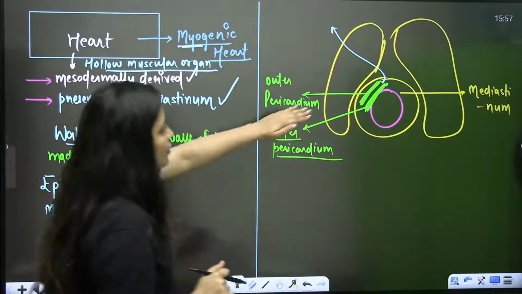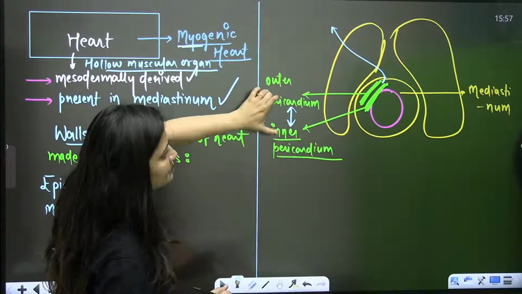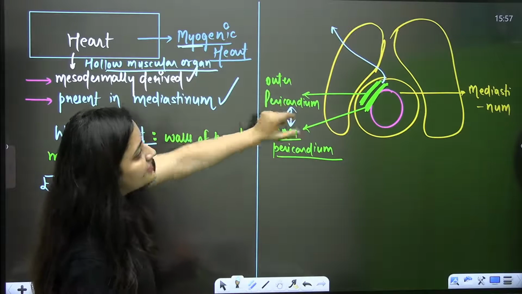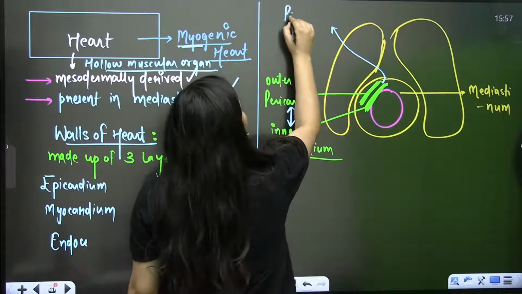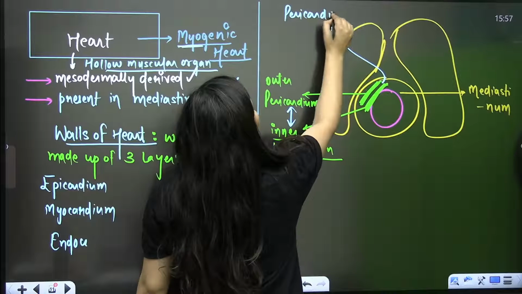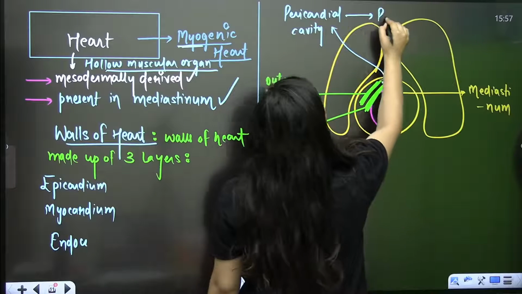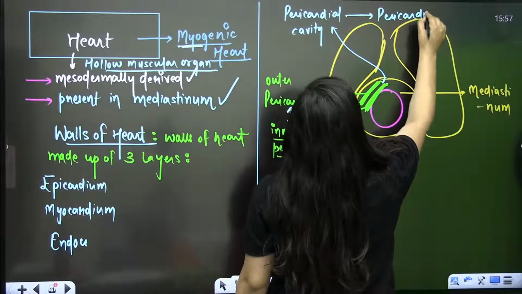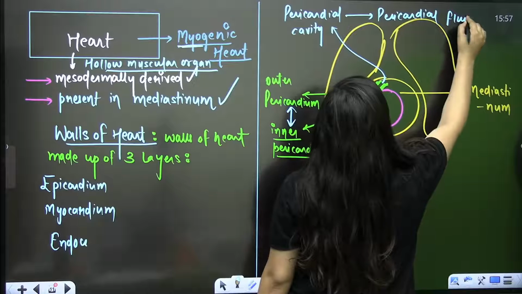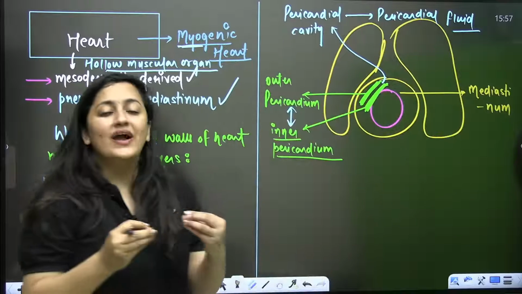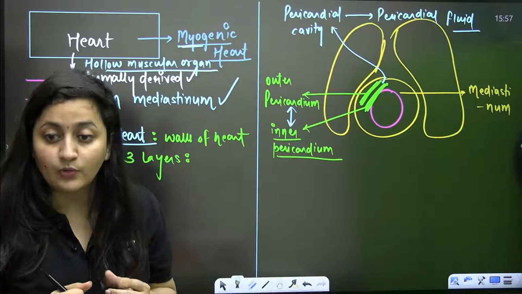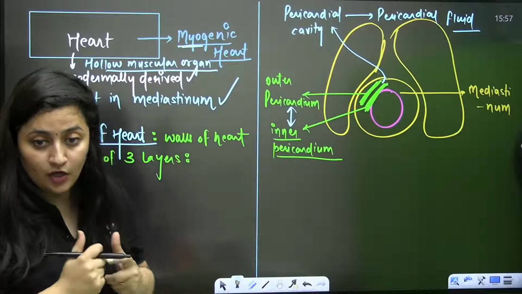So outer pericardium, inner pericardium is there, and if you will see, there is a space in between, and that space is basically your pericardial cavity. Okay, and it has the fluid, your pericardial fluid. Done, bache, it has the pericardial fluid. So it is going to provide lubrication. What will that fluid do? It will provide lubrication.